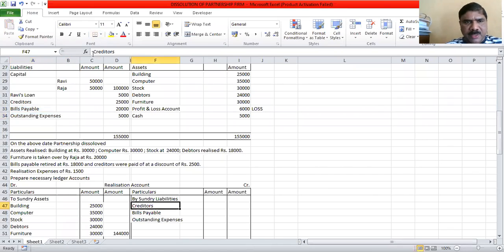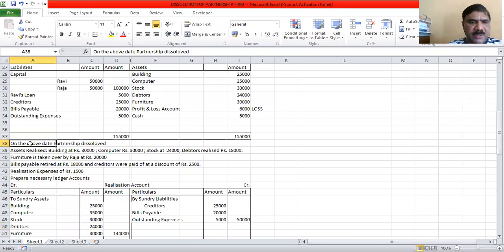So creditors is how much? 25,000. And bills payable is 20,000. Then we have outstanding expenses, it is 5,000. Total comes to 50,000. Fine. Everything is over. Are you clear? Yes, sir. Balance sheet, all the items get transferred before coming to the adjustment.